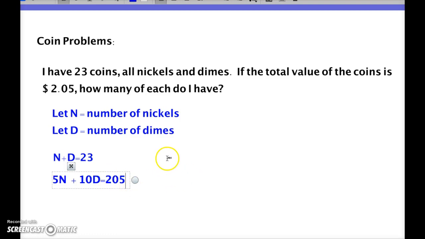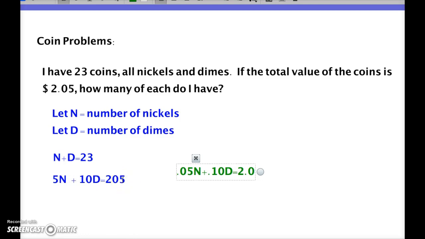The other way I could write this, of course, would be to do everything in dollars, and then instead I'd have 0.05n plus 0.10d equals 2.05. But then I'd just want to clear my decimals and I'd get back here anyway. So I think that it's much easier to do everything in cents the first time through.